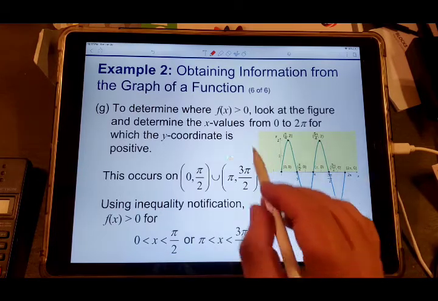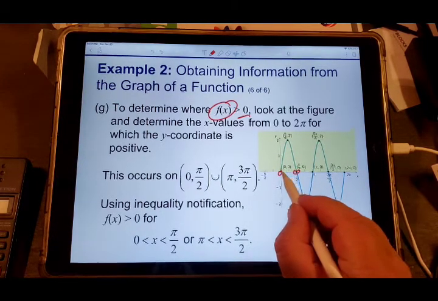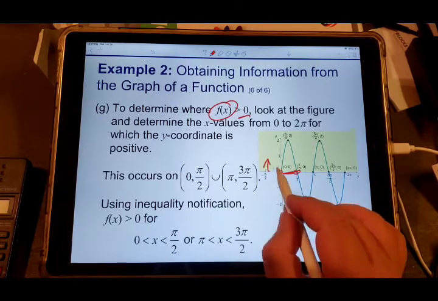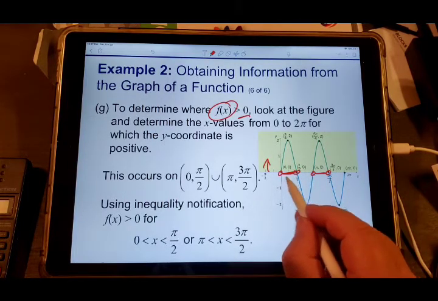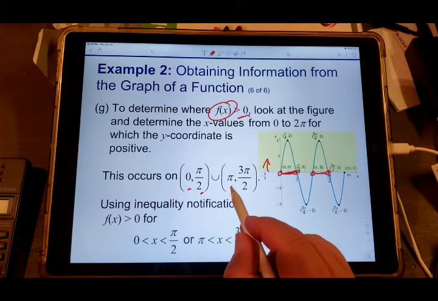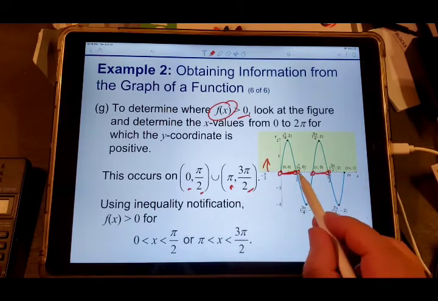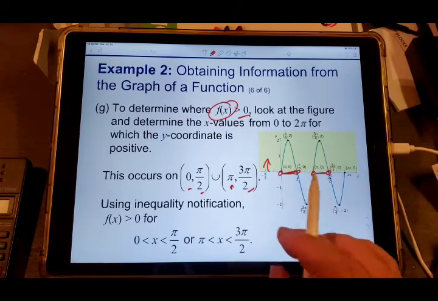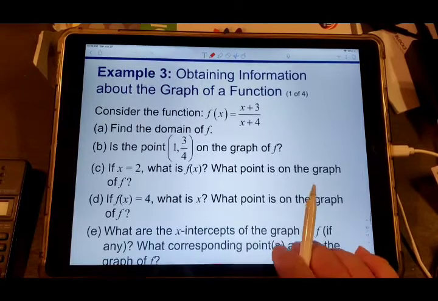Here they're asking, when is the function greater than 0? It's an interesting question. What they're asking is, what are the x values that make the function greater than 0, make the y value greater than 0? So I'm shading the number line here. There are 2 intervals: from 0 to pi over 2, and from pi to 3 pi over 2. And that's it. Everywhere else, the graph is either equal to 0 or the y value is below the x-axis, so it's negative. So they give us that, and they start another example.